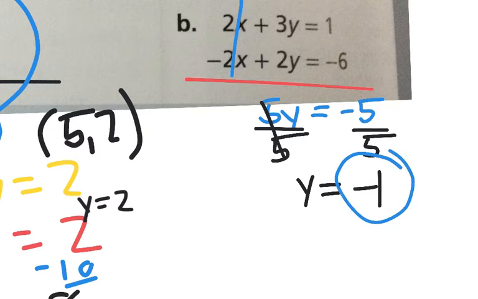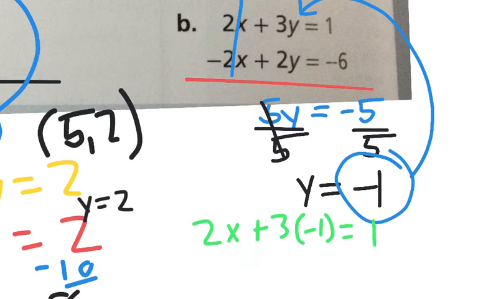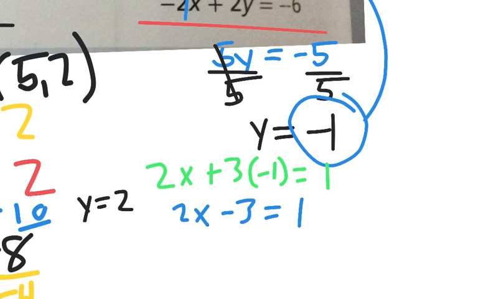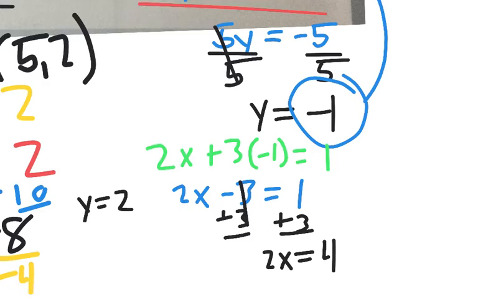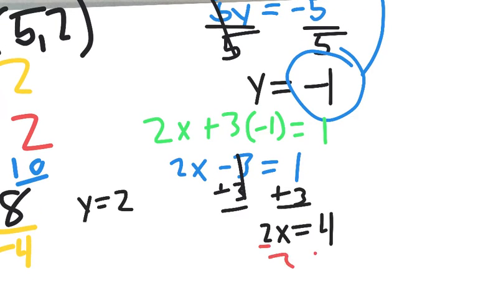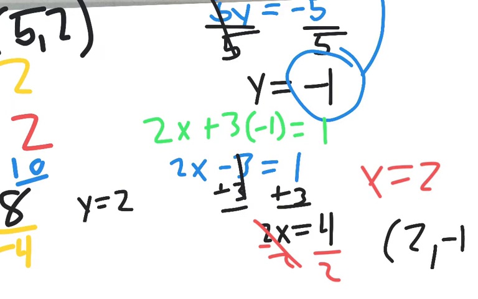I'm going to take this information and plug it in. Top one. I would pick the top one. 2x plus 3 times negative 1 equals 1. It'll be 2x minus 3 equals 1. And then plus 3 to both sides. Add 3 to both sides. 2x equals 4. Then x equals 2. So divide by 2. So x equals 2. So the ordered pair is x being 2, y being negative 1. That's where they meet.